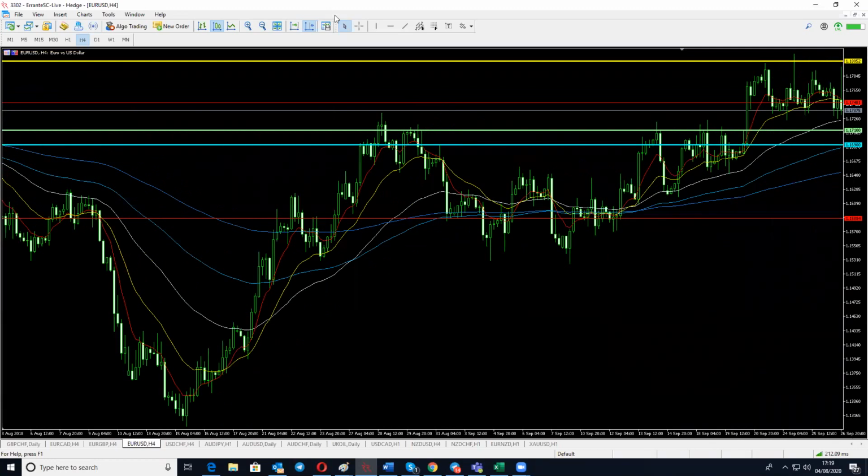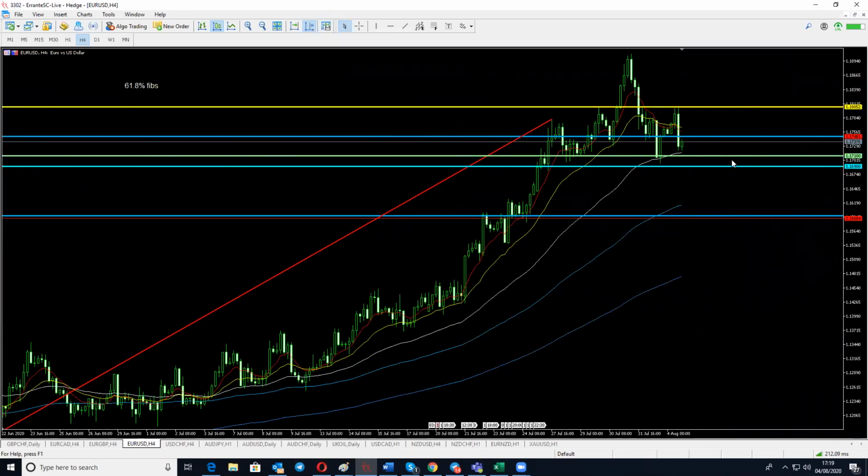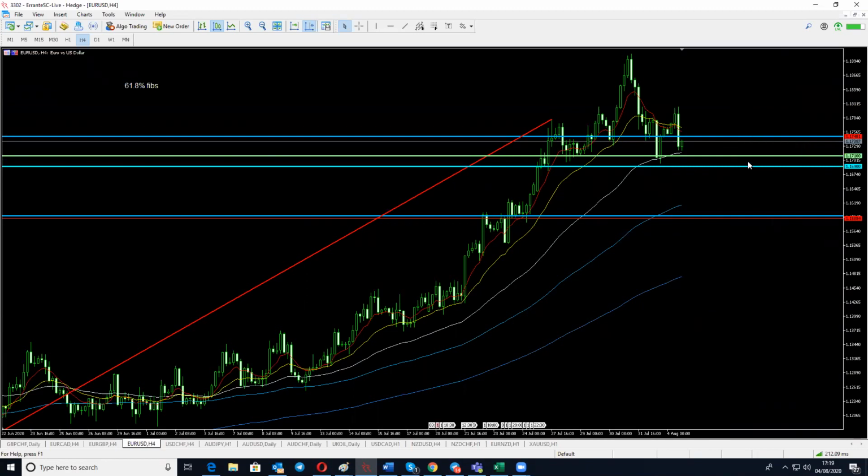If at all price were to fall much more and reach that area right there, I'll get rid of this one here. Get rid of that as well. Give me a second.